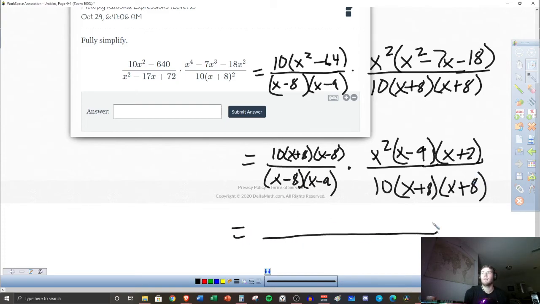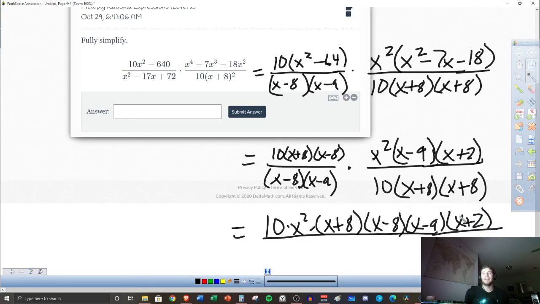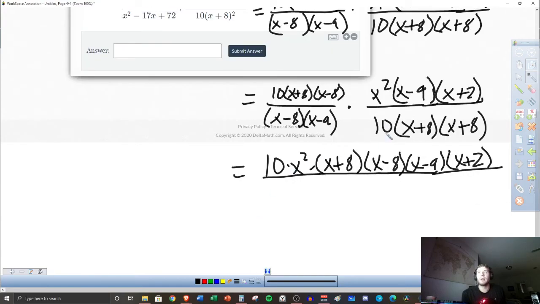We're going to write everything on one fraction, so I'm going to do 10 times x squared times x plus 8 times x minus 8 times x minus 9. So yeah, these can get pretty wild, but there's nothing new that's being taught here. It's just you have to use all the factoring. So factoring is definitely a skill that you need to make sure you have a good grip on. This 10, I'm going to move it to the front. It's going to be multiplied by x minus 8, x minus 9, x plus 8, x plus 8.